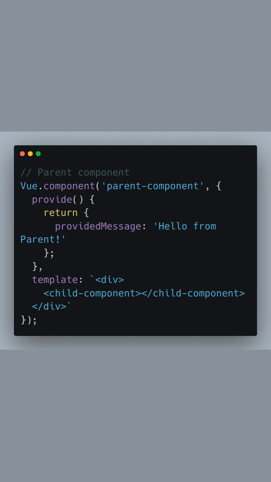Inside the object, we are providing a piece of data called ProvideInject, and we're setting its value to hello from parent. This data is now available for any descendant components to inject. The template of our parent component includes a child component which will access the provided data indirectly.